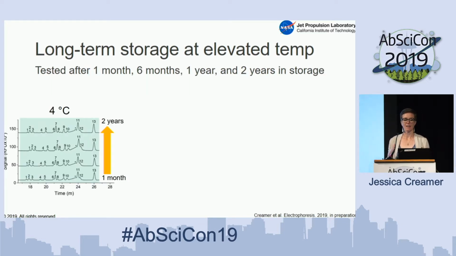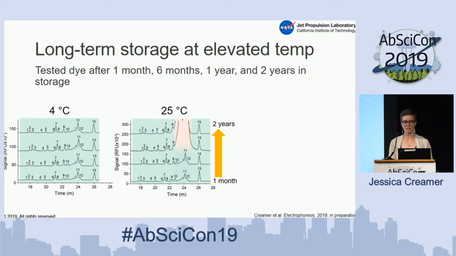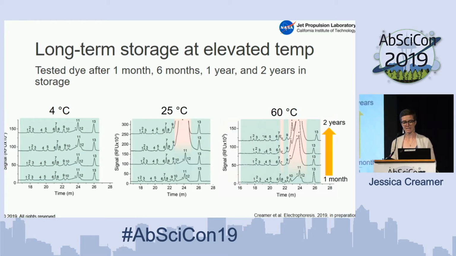So we stored it for 1 month, 6 months, 1 year, and 2 years at a variety of different temperatures. We chose 4C, 25C, and 60C. You can see that at the elevated temperatures and longer storage times, you do start to get this increase in background. So that's the degradation of the dye, increasing the background. However, even at the worst case, with 60C for 2 years, we're still able to detect a majority of our amino acids, including glycine and histidine, which were two important ones for those biosignatures that we talked about.